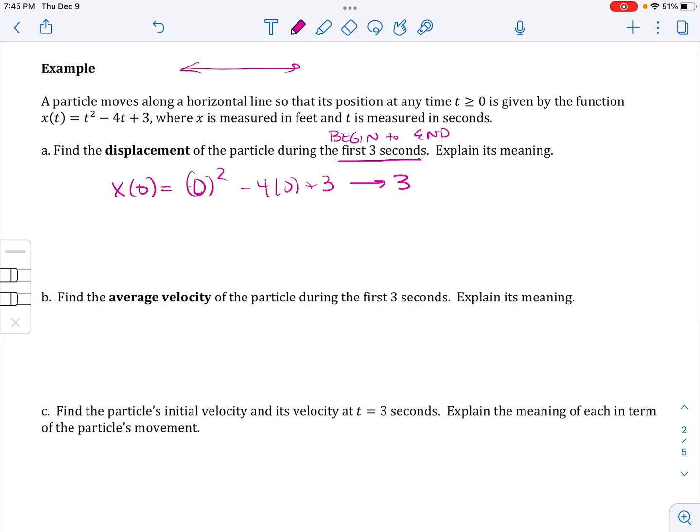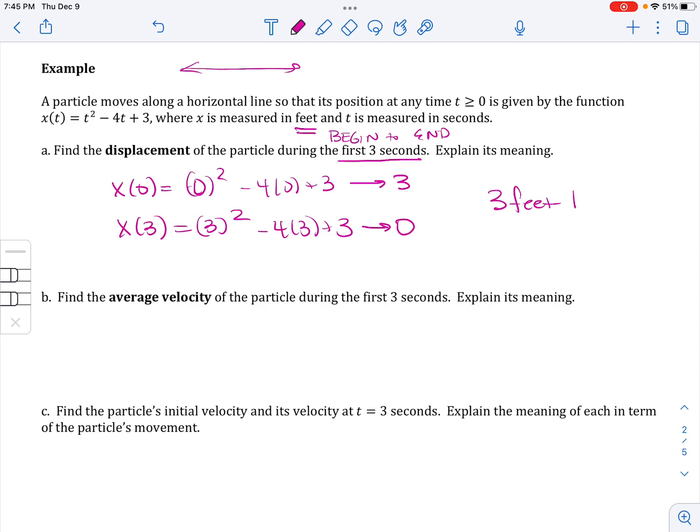Then find x of 3, because again, in the first 3 seconds. If I substitute this in here, I get 3 squared, which is 9. 9 minus 12 is -3. -3 plus 3 is 0. And so we went 3 feet to the left.